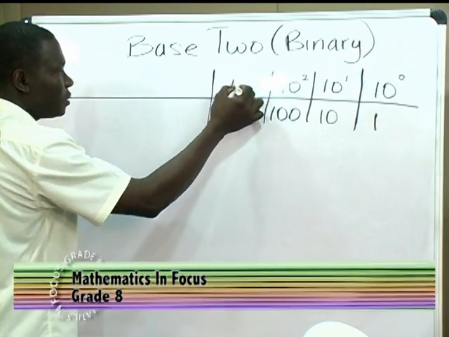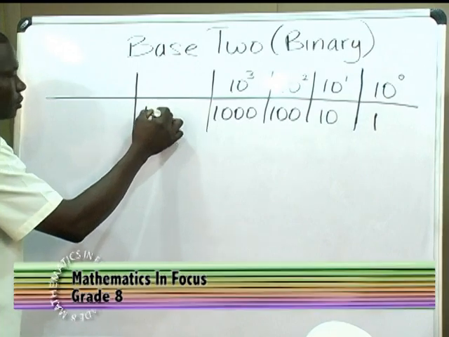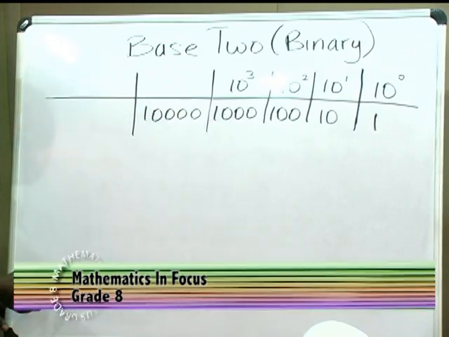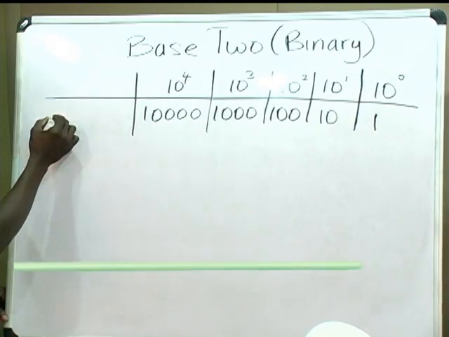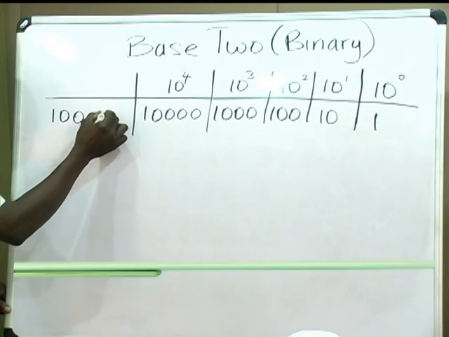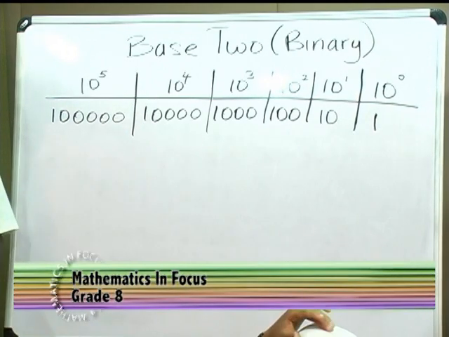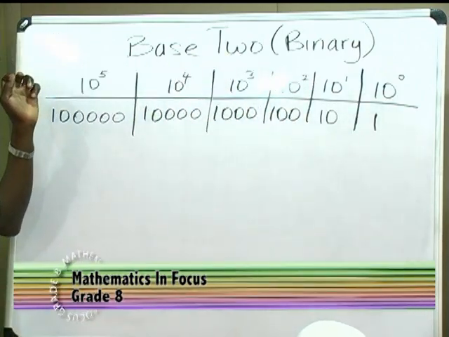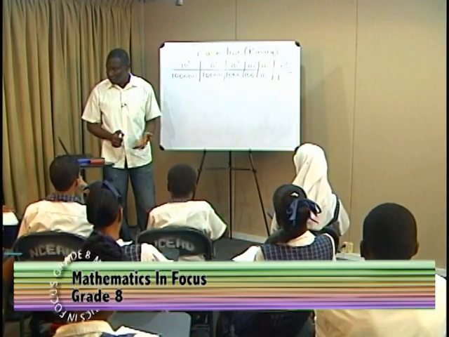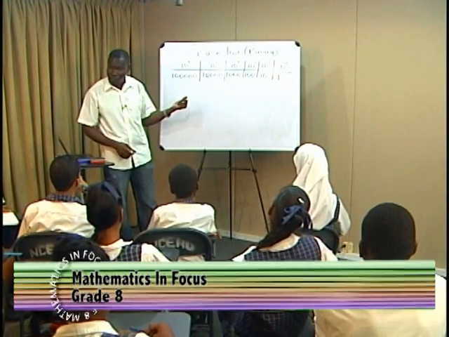We can look at thousands, which is 10 to the third. And then we can go on to 10,000 or tens of thousands, which is 10 to the fourth. And then we can go on to 10 to the fifth. So we see with base 10, the place values are just powers of 10. So if we want to find the place values of base 2, well then we also need to list them according to the powers of which number? 2. Yes, according to the powers of 2.